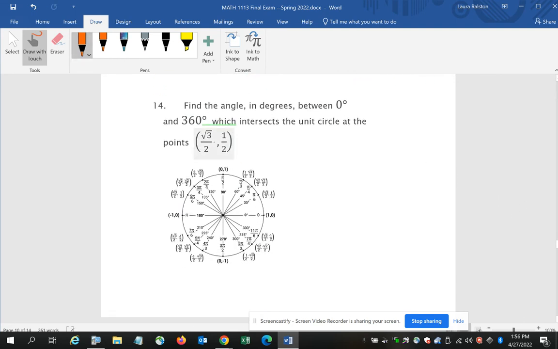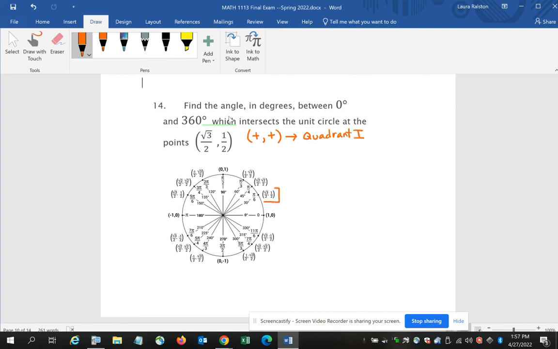Question 14 says, find the angle in degrees between 0 and 360, which intersects the unit circle at the point positive square root 3 over 2, positive 1/2. So I see that I have a positive x and a positive y. And when I have a positive x and a positive y, I know that I'm in quadrant 1.